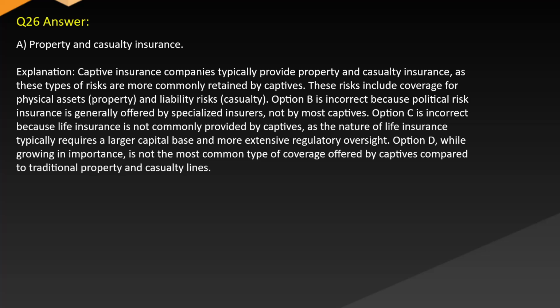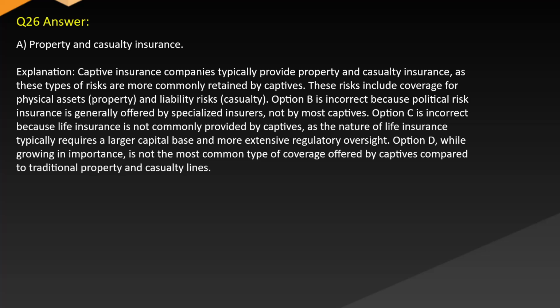Explanation: captive insurance companies typically provide property and casualty insurance, as these types of risks are more commonly retained by captives. These risks include coverage for physical assets, property and liability risks. Option B is incorrect because political risk insurance is generally offered by specialized insurers, not by most captives.